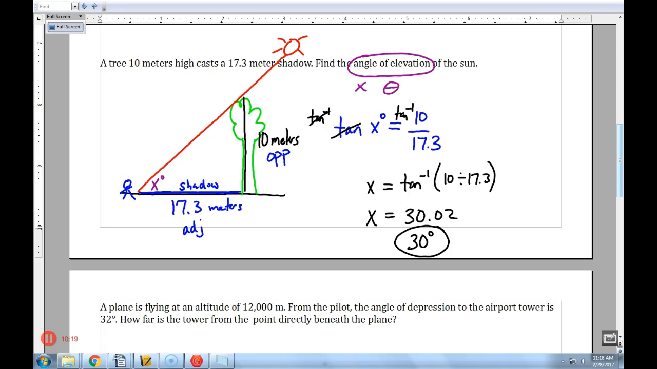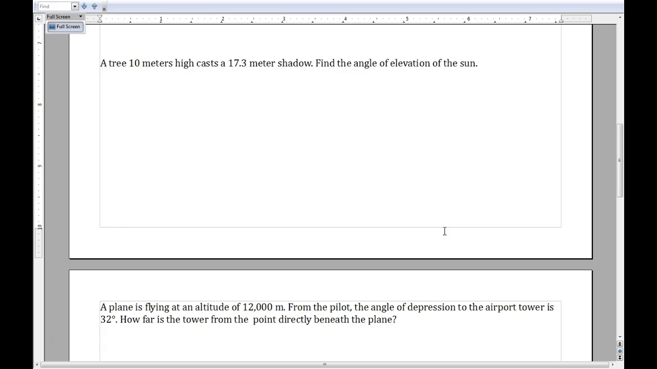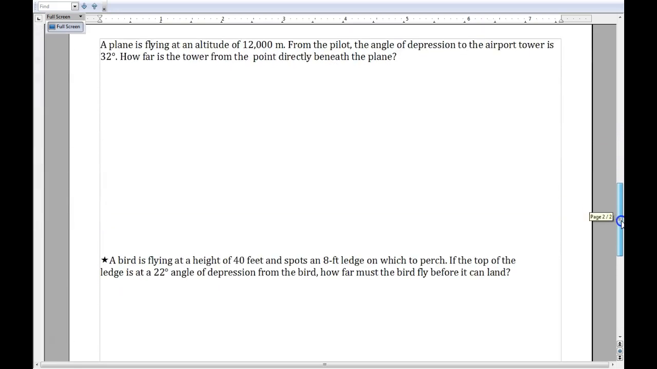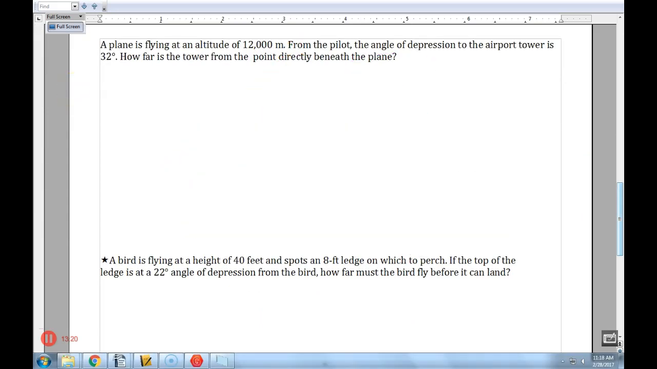You use tangent a lot, it seems like, in real life problems. So when in doubt, really strongly consider tangent in a lot of these elevation and depression problems.